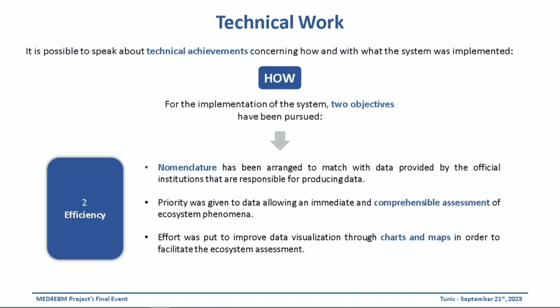Speaking about efficiency, let's say that we adapted all the work to be effective and to create a procedure and methodology that would lead us to an effective and fast assessment of the ecosystem. So basically, we adapted the nomenclature of the data that we gather to the official institution data that are provided, and we gave the priority to the data allowing an immediate assessment of the ecosystem. This was actually achieved working very hard on the implementation of charts and maps inside the system.